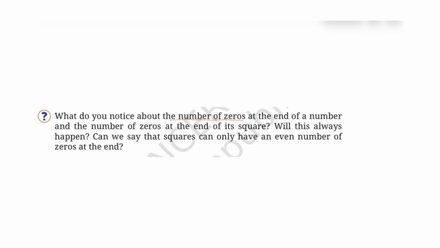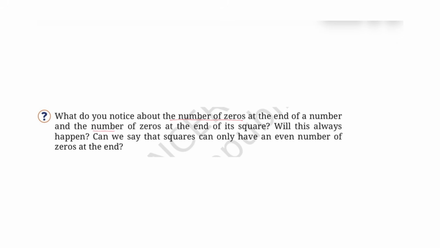Now, let us solve this question. If a number contains 3 zeros at the end, how many zeros will its square have at the end? As the number is having 3 zeros at the end, its square will have double of 3, that is 6. So 6 zeros.